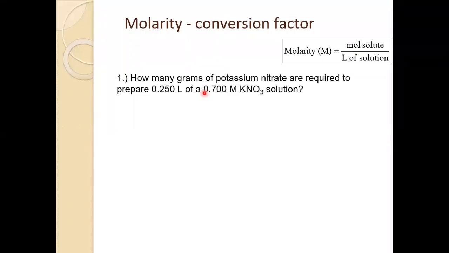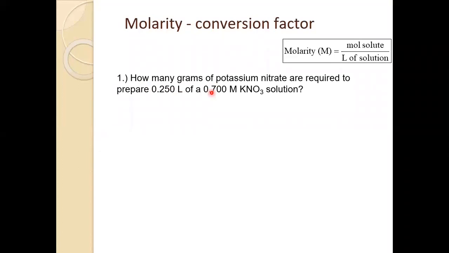Okay, this next question is a little bit different. It's a very practical question though. For an experiment, for example, I might need a 0.7 molar potassium nitrate solution, and I might need 0.25 liters of that 0.7 molar potassium nitrate solution. And practically then I need to know how many grams, or what amount of the solute, in this case grams of potassium nitrate, I need to dissolve in this total volume of solution to produce this 0.7 molar potassium nitrate solution.